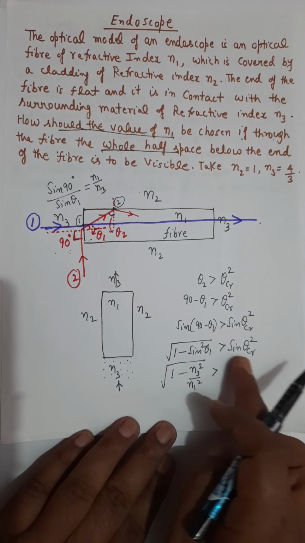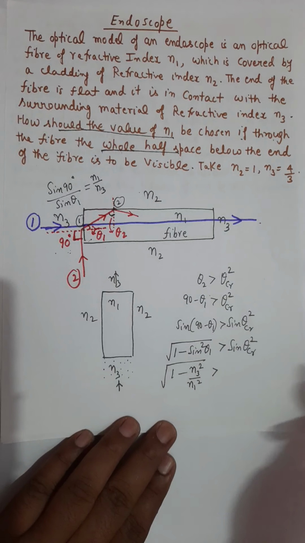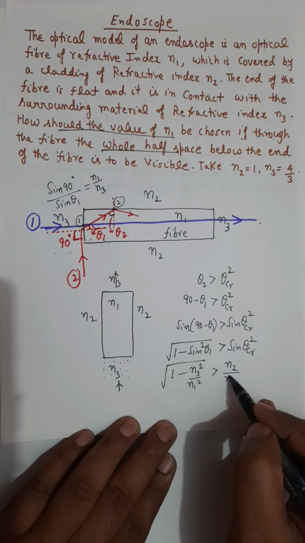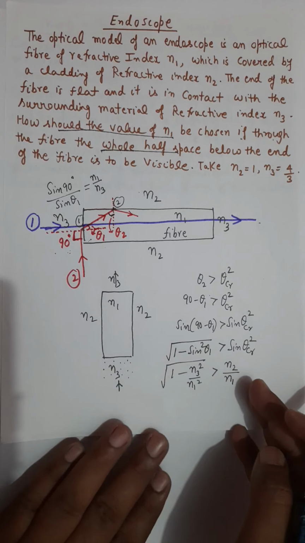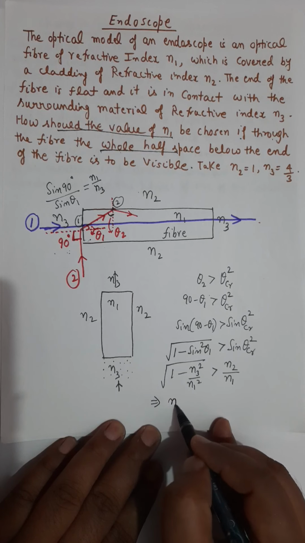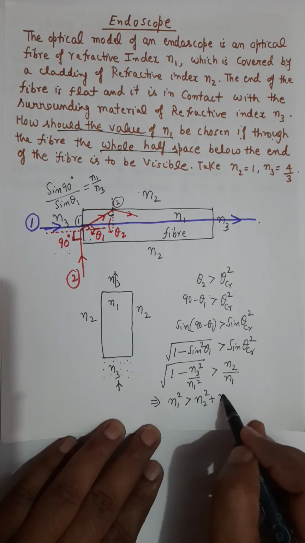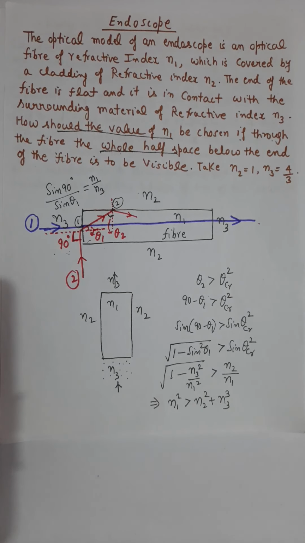the sine of the critical angle at that point 2, which will be written as n2 over n1 by the definition of critical angle. Now you simplify this expression, and when you simplify it, you get n1 square should be more than n2 square plus n3 square. That's the answer to the question now.